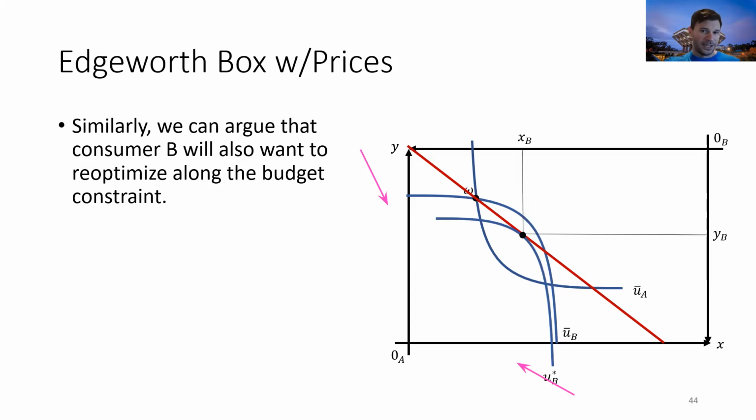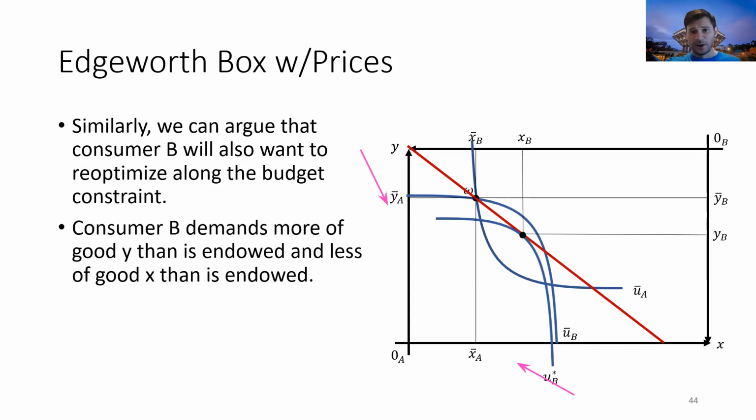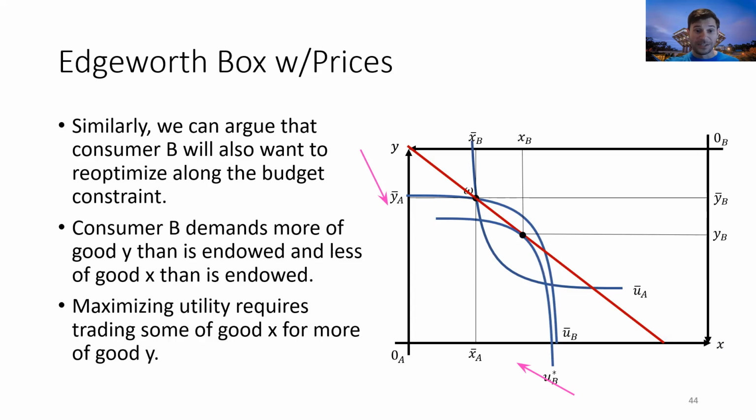And we should be able to see that from B's perspective, B also is not choosing the old endowment point anymore. In fact, we can see here that B actually demands a little bit more Y than what B is endowed with, right? And B is also demanding a little bit less X than B is endowed with. So B looks like they're willing to give up some X here in order to get more of good Y.